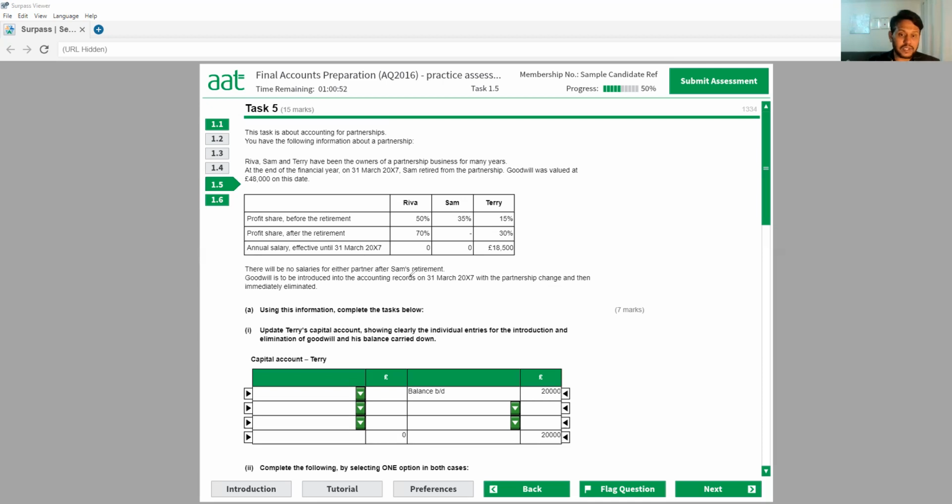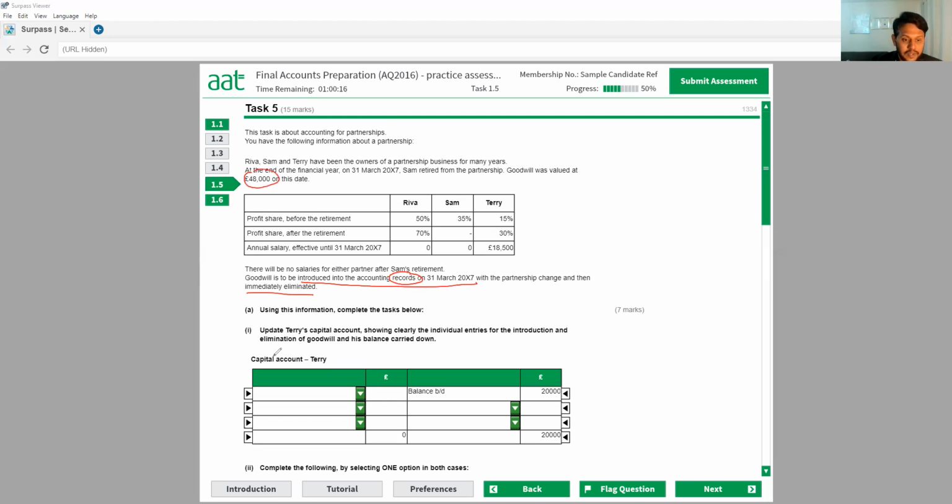So let's have a look. What is the requirement? There will be no salary for either partner after Sam's retirement. Goodwill to be introduced in the accounting records on 31st of March 2017 with the partnership change, then immediately eliminated. So you have to do both. You have to record the goodwill and you have to eliminate the goodwill. When you record the goodwill, goodwill is a debit. When we eliminate the goodwill, goodwill is a credit. That's very important to understand. So we have a goodwill balance of 48,000.